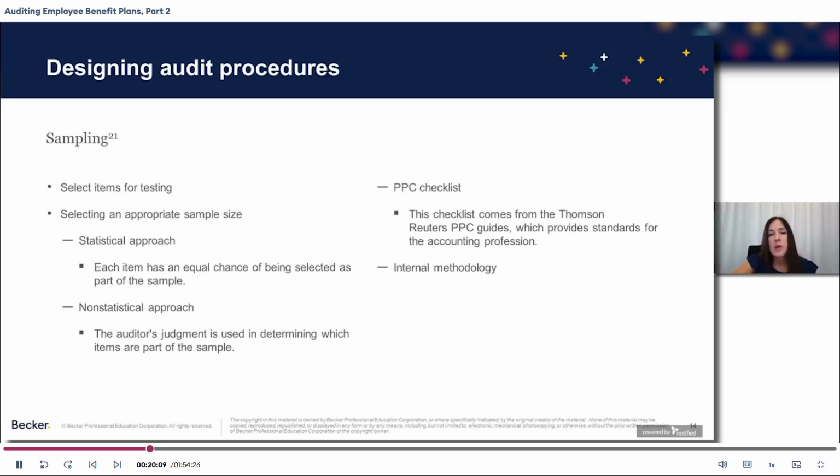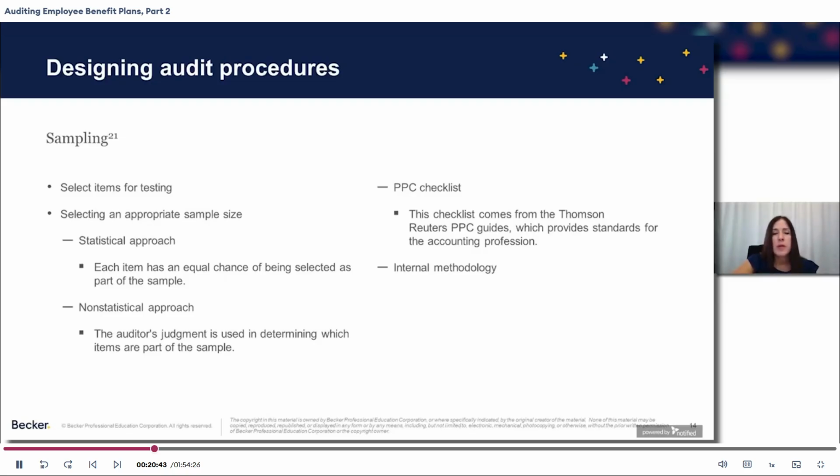With a statistical approach, basically each item has an equal chance of being selected as part of the sample. With your statistical approach, you're generally using those sampling tables from the sampling guide. And you're still using some judgment even with the statistical approach in regards to your tolerable deviation rate, your expected number of deviations, that type of thing. Then you find the appropriate table and you find the sample size.